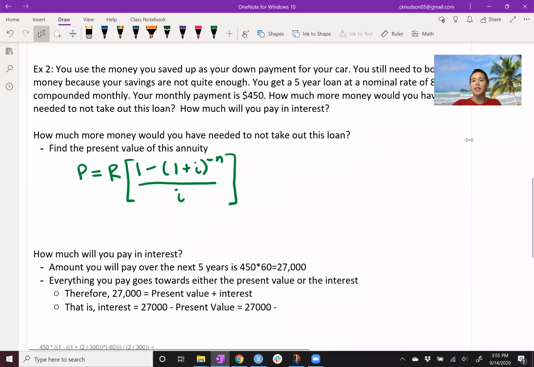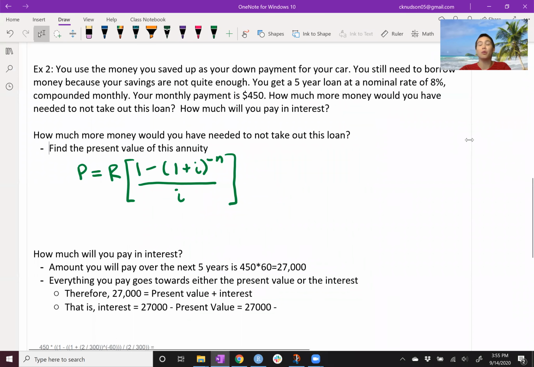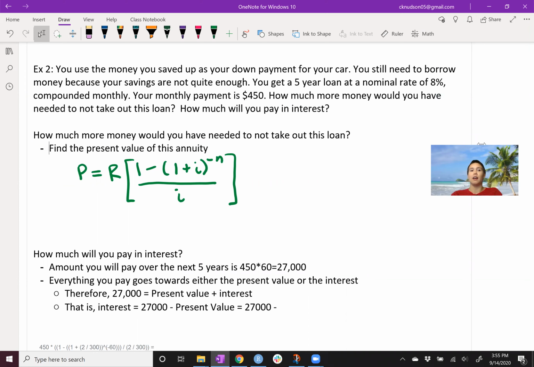So in this example, you used some money that you had already saved up for the down payment for a car, and now you need to borrow a little bit more money because your savings are not quite enough to pay for the entire car. So you get a 5-year loan at a nominal rate of 8%, compounded monthly. Your monthly payment is $450. How much more money would you have needed to not take out this loan?